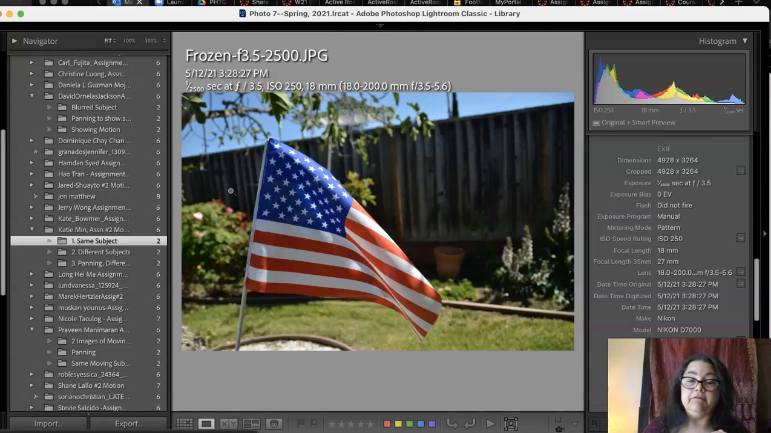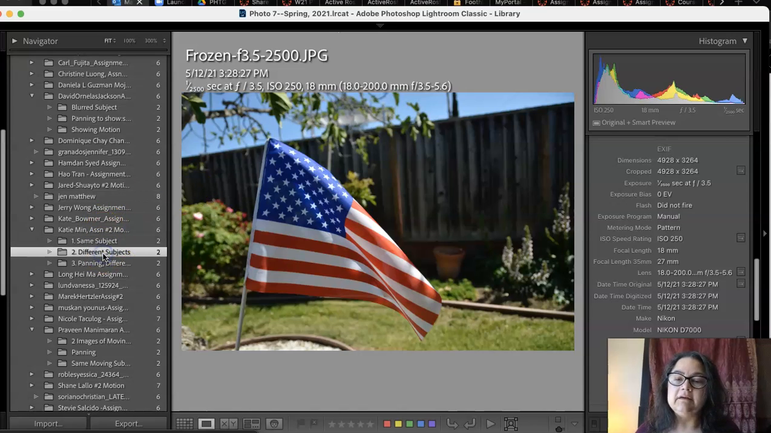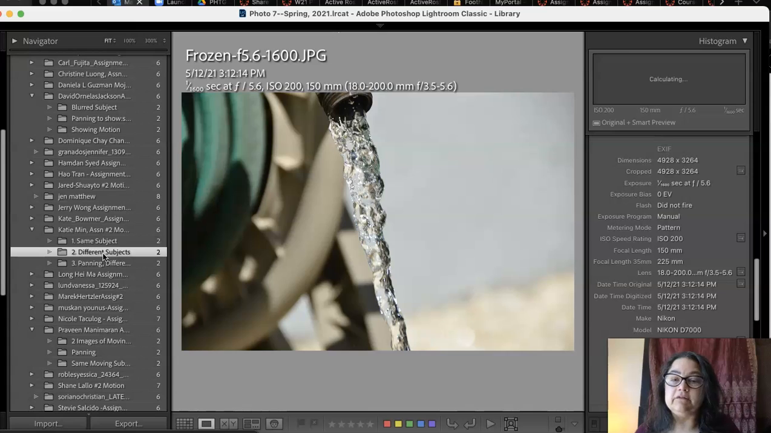In this image, you definitely froze the motion beautifully. It's not that easy to tell that the flag was actually in motion, although it is not just hanging down. So there was probably wind to hold it up that way. So overall, very nice job on this set. And then your different subjects, very beautifully captured.